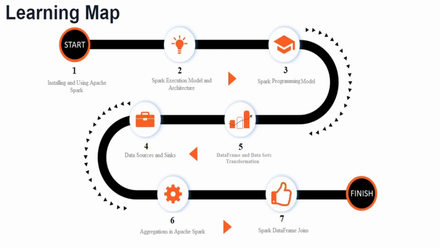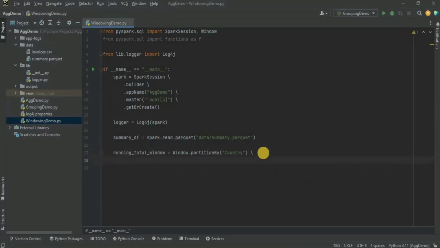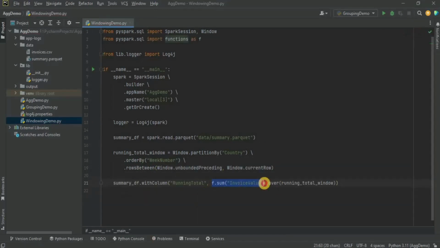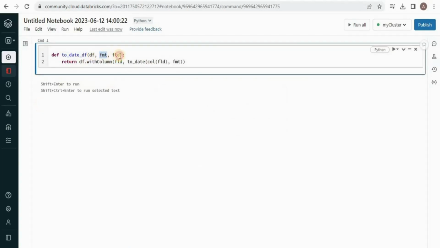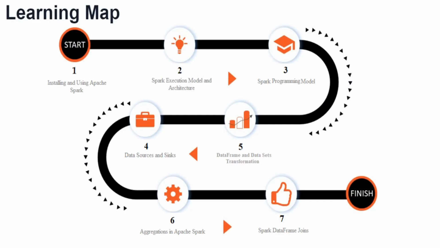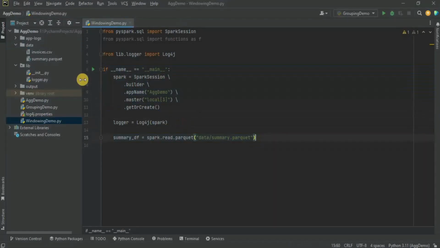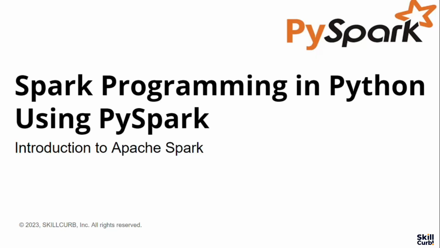Then we will move towards data sources and sinks, in which we will learn about Spark APIs and how to create data frame schema. Finally, we will cover transformation of rows and columns, and we will learn about aggregations and joins in Spark. And in this video, we are going to talk about Apache Spark.